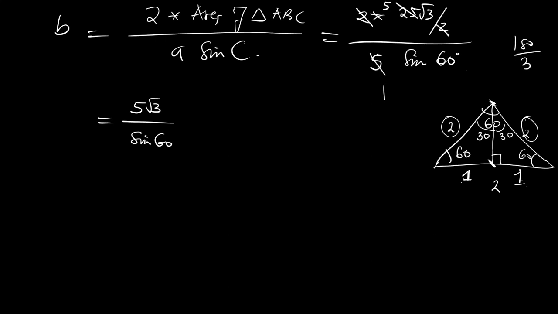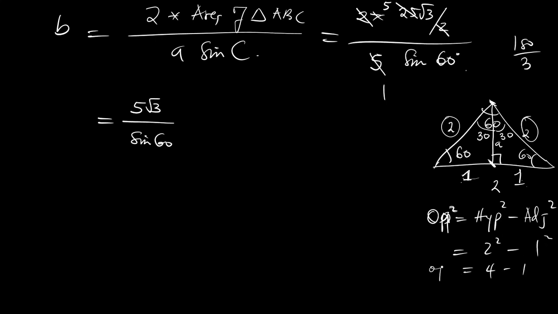Now, if you want to get this side, let's say this side is A. A square will be equal to the hypotenuse square minus this side square, which is adjacent. Let me say opposite square equals hypotenuse square minus adjacent square. So now you have 2 square minus 1 square, so this is 4 minus 1. The side opposite to angle 60 will now be, opposite square is 3. If you take the square root of both sides, you have opposite equal to root 3. So here is root 3.